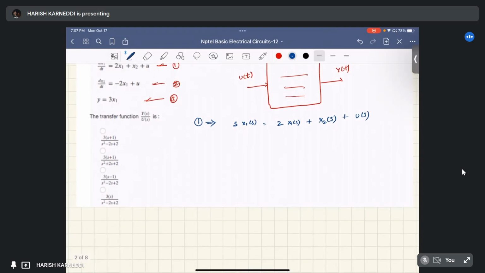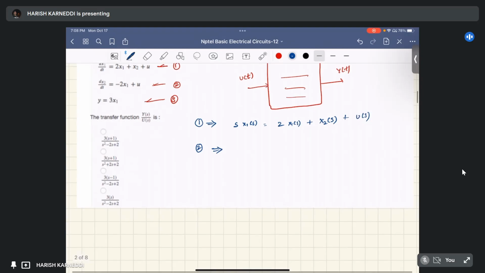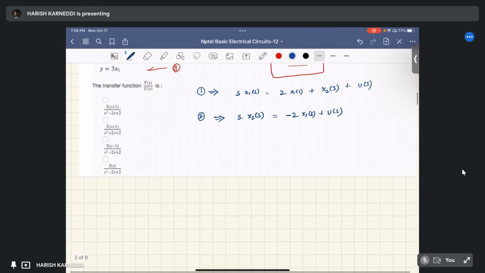When you consider equation 2, what's the Laplace transformation of dx2 by dt? It is simply s into x2 of s equal to minus 2 into x1 of s plus u of s. And the Laplace transformation of the third equation is y of s equal to 3 into x1 of s. We have the following three equations.